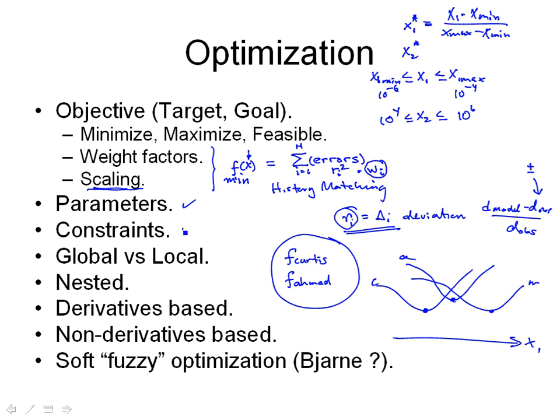Parameters, constraints, we've talked about that. Global and local, that's what Bjarne called convex. I never knew it was called that. Convex is that there's only one solution. Is that right, Alex? So if you find it, you're done. If it's non-convex, then you've got a function that looks like this. Okay.